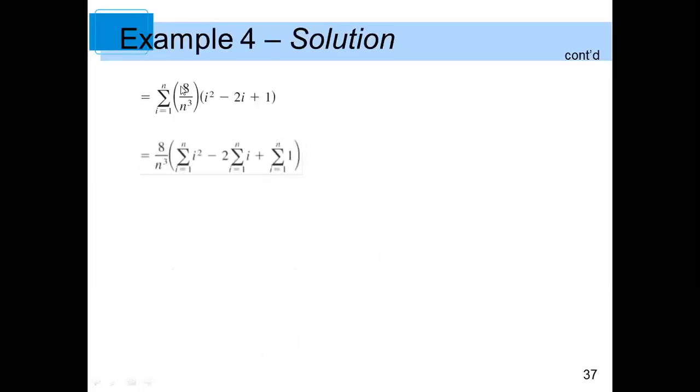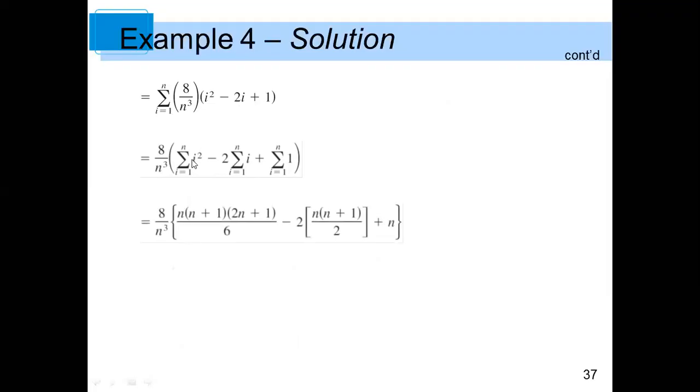Okay? The 8 over n cubed is a constant because the index of summation is considered the variable. All other letters are considered constant, so I can factor that out. And since these terms are just added and subtracted, I can add or subtract their sums. Since this is 2 times I, I can factor out the 2. Then the next step is just to use the summation formulas for I squared, for I, and for a constant. So it's going to be 8 over n cubed times the summation formula for I squared minus twice the summation formula for I plus the summation formula for the constant 1.